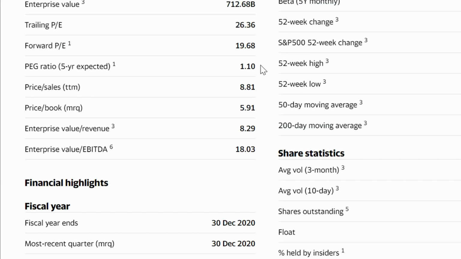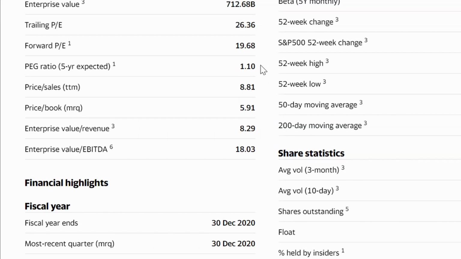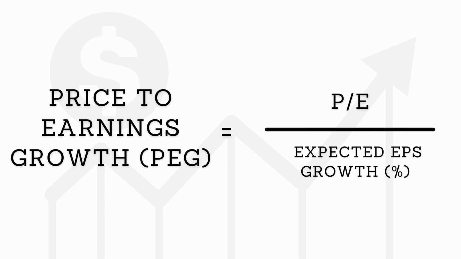I followed this one strongly from a really good book called The Zulu Principle by Jim Slater, and he really values the price to earnings growth ratio. That is the PEG ratio, or PEG ratio. And this basically means the current PE ratio divided by the expected percentage growth of the company for the next 5 years on average.